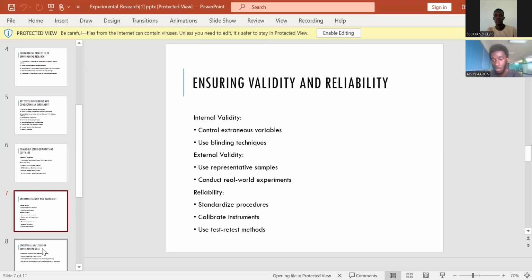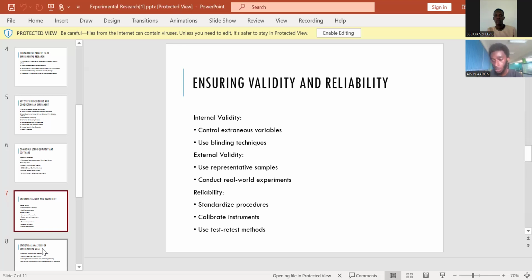So we use representative samples, we conduct real-world experiments. Then when we look at things like reliability, we standardize procedures to ensure that what we're doing is actually reliable. We calibrate the instruments to ensure that they are doing what is actually required and they are not mismeasuring.